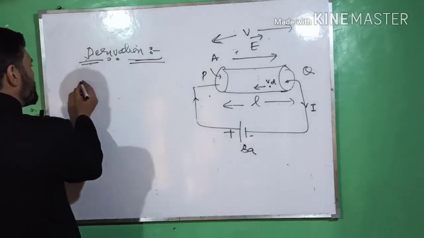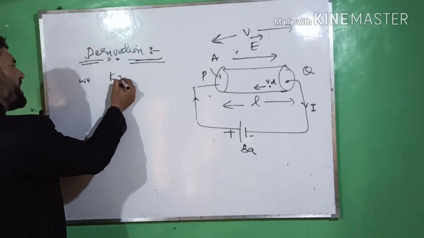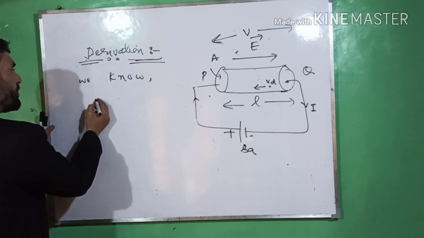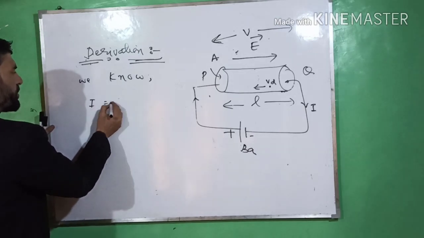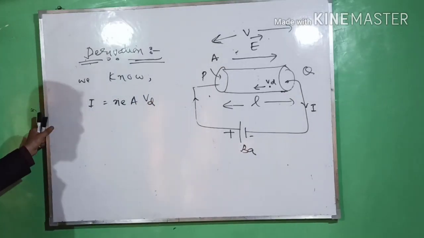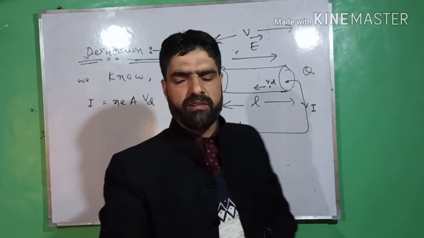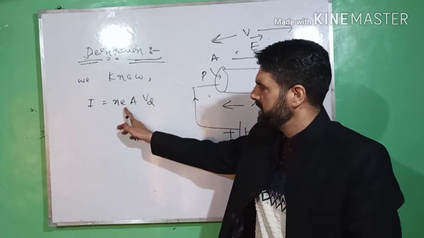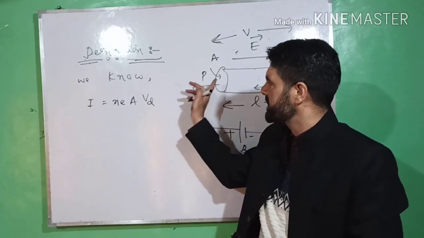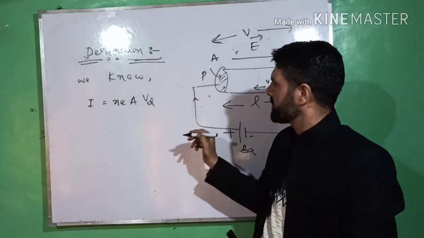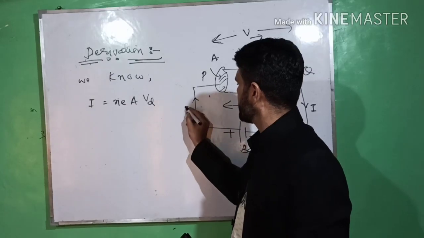Derivation is very simple my dear students. We know, आपको पता है कि drift velocity होती है, I होती है. We know I is equal to NEAVD. अभी हमने relation निकाली, that electric current I is equal to NEAVD. N is the electron density, E is the charge of an electron, A is the area of cross section, and VD is the drift velocity of electrons, and I is the electric current, that is conventional current.